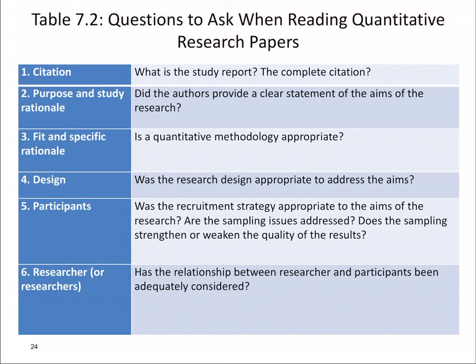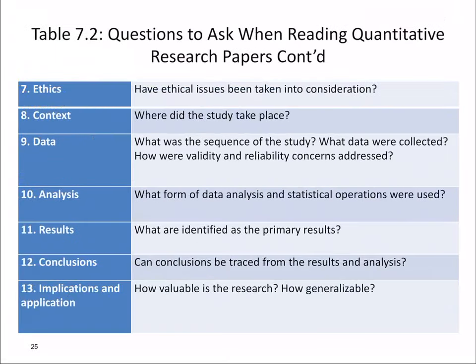Okay, now we get to Table 7.2, which actually breaks down the steps to analyze a quantitative paper. Just like the qualitative paper, you're going to look at citation, the purpose and study rationale, the fit and specific rationale, the design, the participants, and look at the researchers, look at ethics, context, data, and so on.